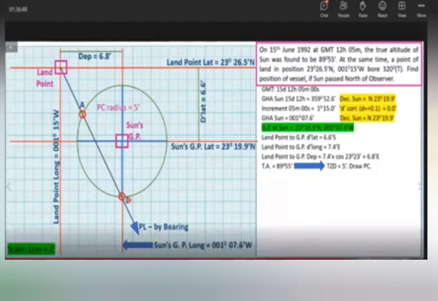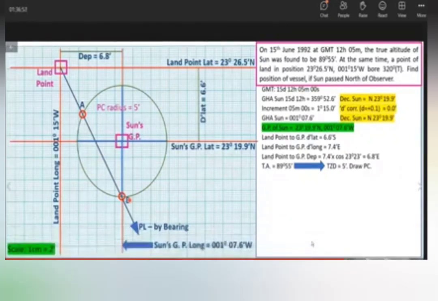Okay, beta. Beta, do you know about high altitude observation? No, sir. No idea. You have attended the position circle lecture in chart work? No, sir. I missed that lecture.